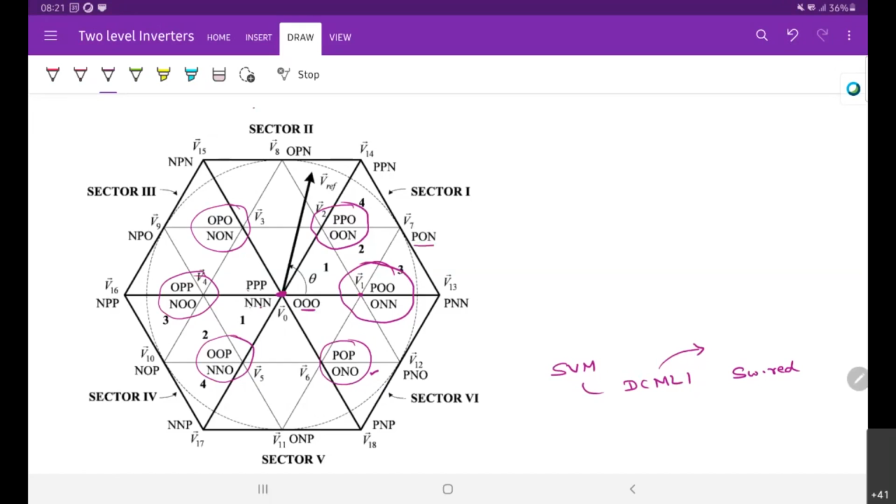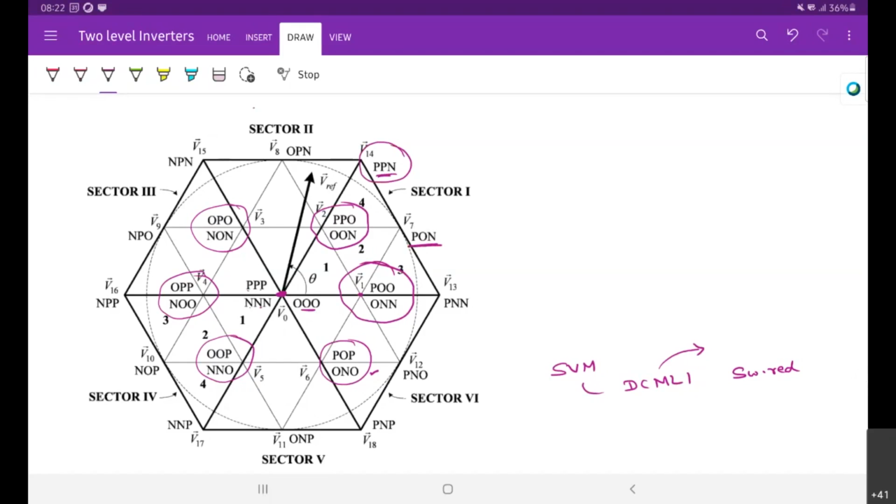And we have these medium vectors. They consist of all three states: the P switching state, the zero switching state, and the N switching state. And this, PPP, is the large vector. Okay, so this is the large vector.